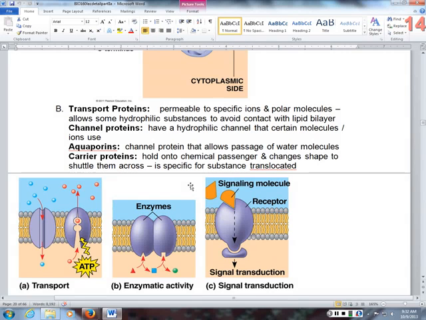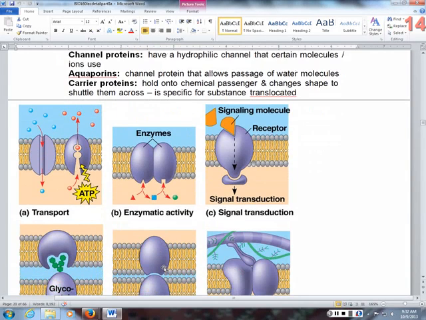The aquaporins are going to be channel proteins that are specific for water molecules in there. You've got some carrier proteins in there that are going to hold on to a chemical passenger. So this is kind of like you get to freely swim across the channel. With your carrier ones, you get like a little ferry ride across the channel where you're going to go on a carrier protein in there.